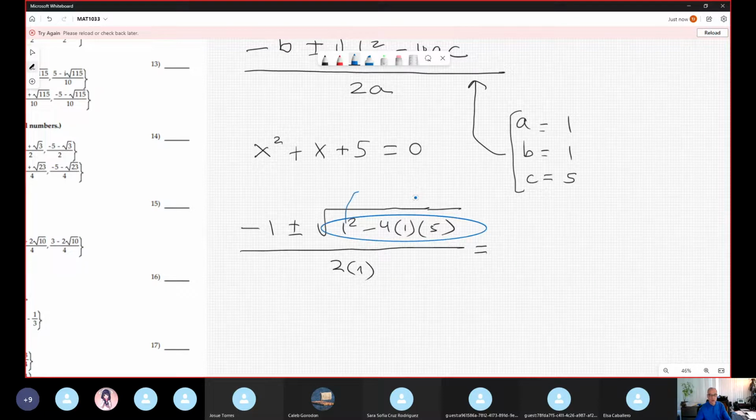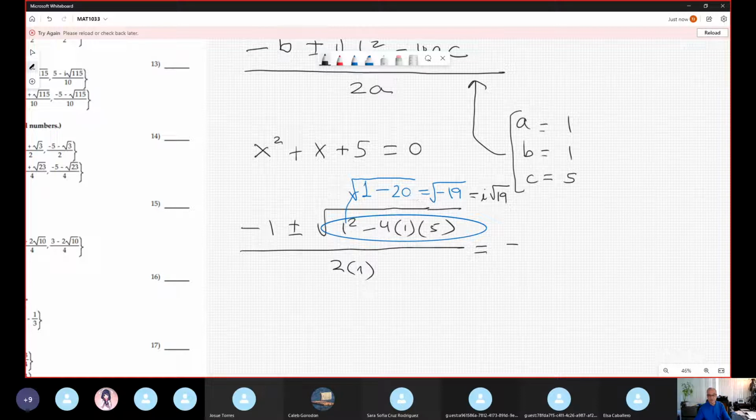1 squared is 1, minus, in this case, 4 times 1 is 4, times 5 is 20. So it's minus 19. And now you apply the square root. This is the big square root in the formula. You think, wow, it's the square root of a negative number. I know very well that this is an imaginary number. Remember, it's i. And the square root of 19 we cannot simplify, because 19 is a prime number.